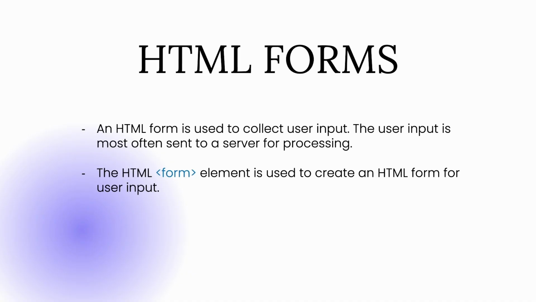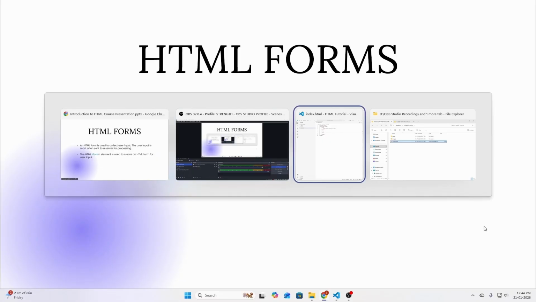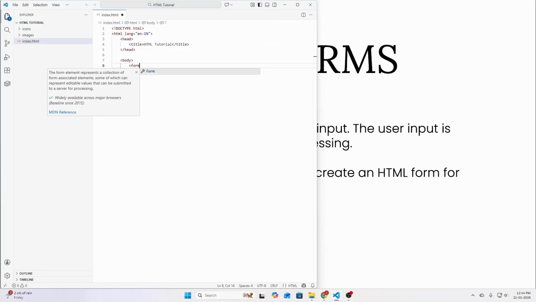The answer is that an HTML form is used to collect user input data, and the user input data is most often sent to a server for processing. Examples of HTML forms include login forms, registration forms, contact forms, and so on. Now, how exactly do we create an HTML form? We create the HTML form by using the form element. So if we go to our Visual Studio Code, let's write our form element here.